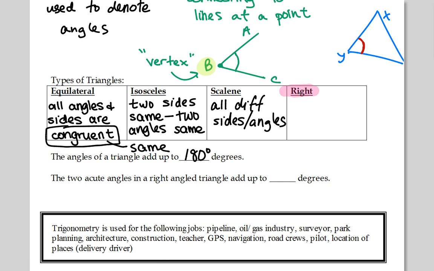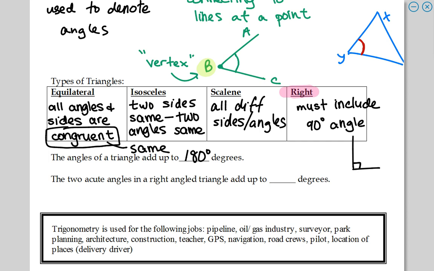So the right angle triangle you guys are already aware of. It just has to have a 90-degree angle in it. Must include a 90-degree angle. That's it. And of course the 90-degree angle is the square angle. So it has to have one of those, a square angle. That's it. And we're going to focus on right angle triangles pretty much all the time.